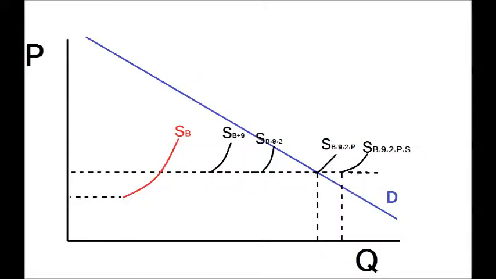Now that Channel 2 has entered the market, the three firms are represented by the supply line generated by S of B plus 9 plus 2.